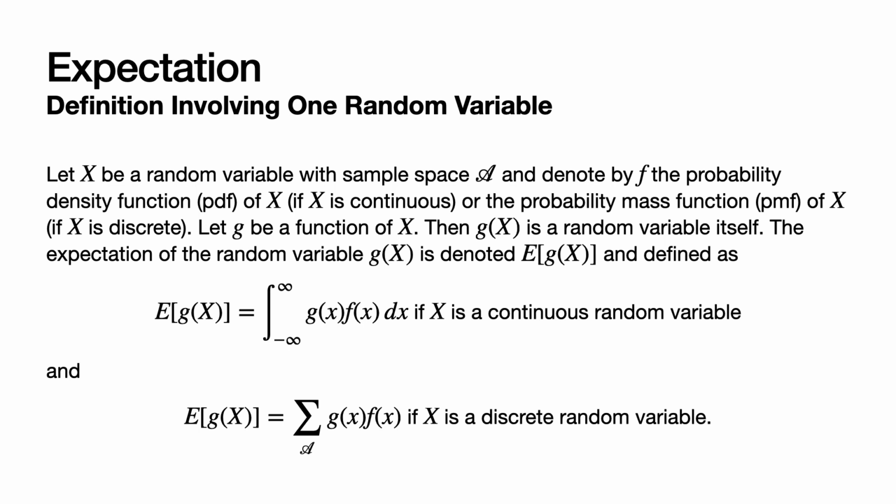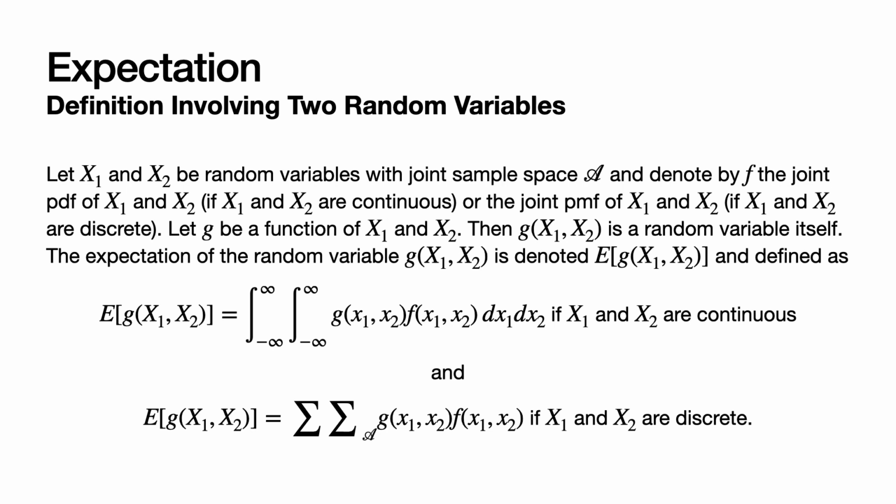The expectation of the random variable g of x is denoted by E of g of x, where E is for expectation, and it's defined in the following way. If x is a continuous random variable, then the expected value of g of x is defined to be the integral over the real line of the product of g of x times f of x. If x is a discrete random variable, then the expected value of g of x is defined to be the sum over the entire sample space, script A, of g of x times f of x. In each case, the expected value is a weighted average of the values taken on by the function g of x, and the weight function is the function f of x, which again is the PDF of x if x is continuous, and the PMF of x if x is discrete.